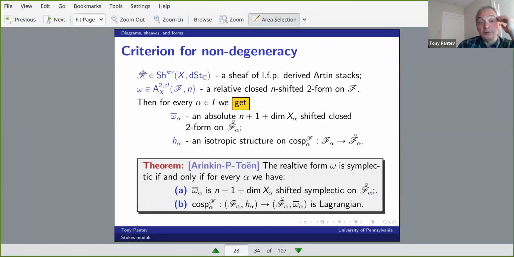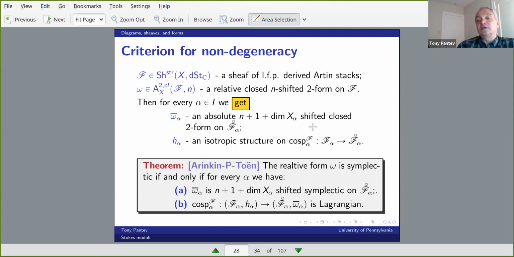So the nearby cycles on the sheaf of stacks is just an algebraic stack on the stratum. And you get an actual symplectic form on that, respected by the action of the fundamental groupoid, which is shifted by n, where n is the original shift plus 1 plus the dimension of the stratum. And you also get an isotropic structure on the co-specialization map. So there is a co-specialization map from the local system of stacks on the stratum to the nearby cycles on the stratum. And the nearby cycles are symplectic.